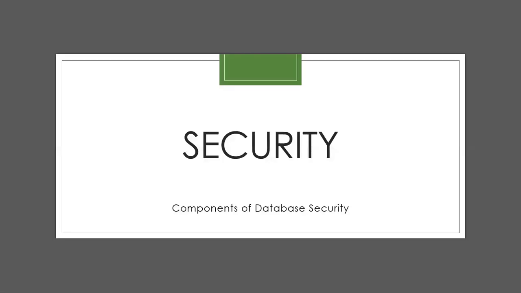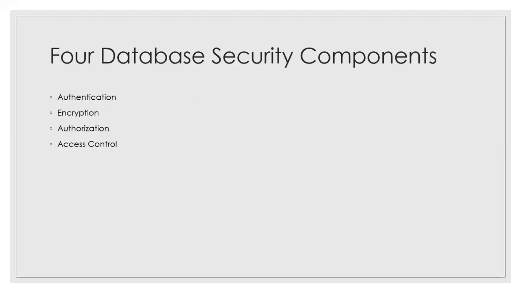So first, let's talk about the components of database security. So there are four different components. They are authentication, encryption, authorization, and access control. These components are actually not unique to database components.